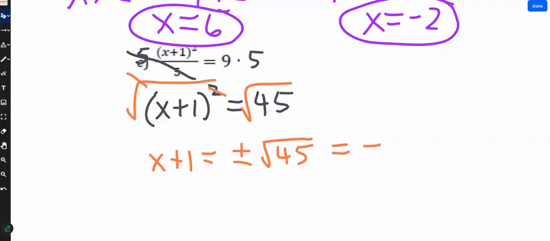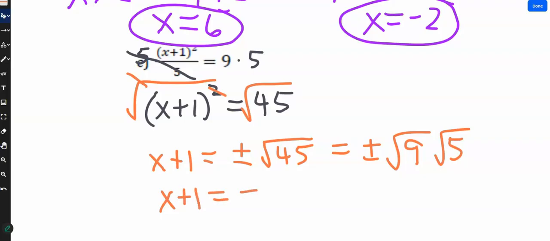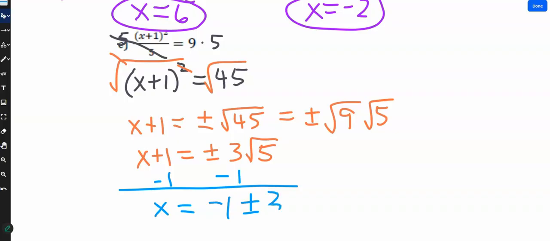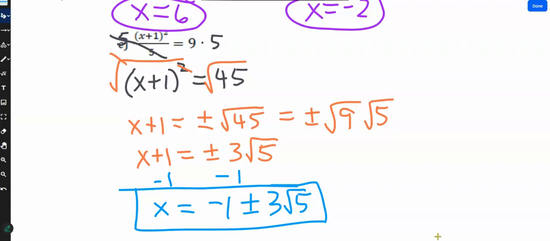Now, there's a perfect square in that. I believe it's 9, which would leave a 5 trapped inside. So we have x plus 1 equals plus and minus, well, the square root, there's 3 and then radical 5. So we're going to subtract a 1, subtract a 1. x equals negative 1 plus or minus 3 radical 5. Now, I'm okay if you leave both answers like that because you can't add them together.